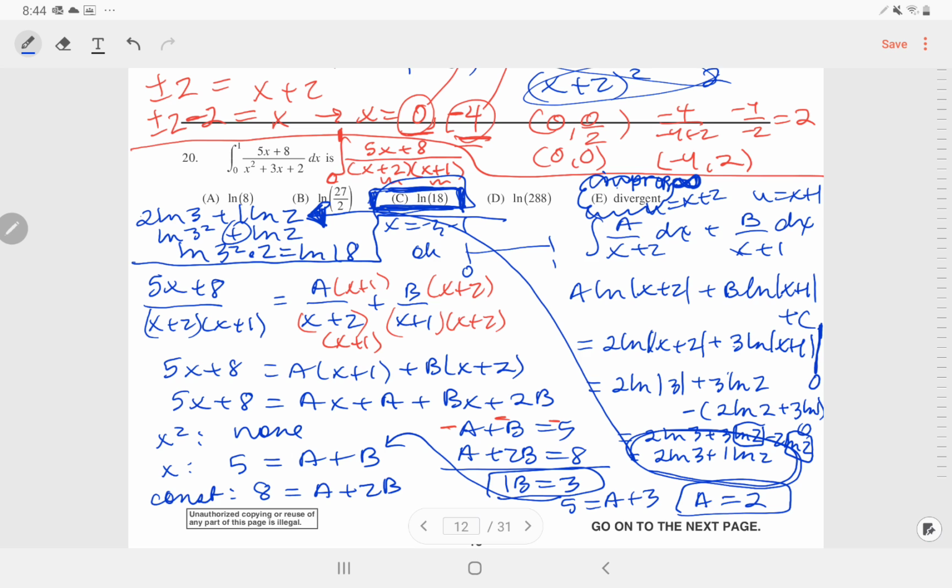Okay, so ln of 18, the end. Okay, I'll upload these, and then the next one will be 21 through 28, but I might save that for tomorrow.